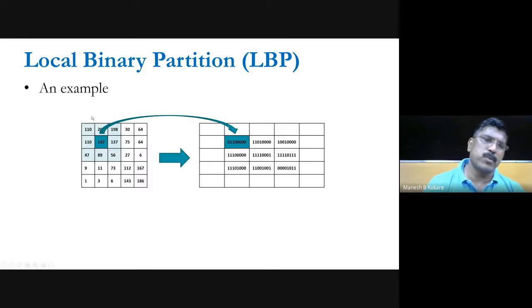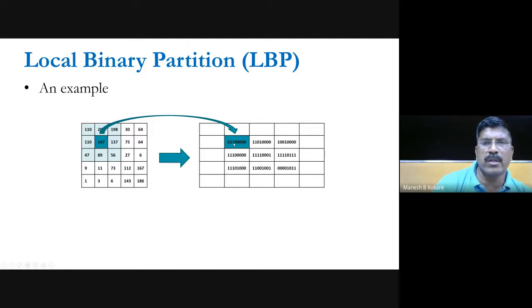Now, suppose you have this image. What is the size of this image? How many rows are there? 1, 2, 3, 4, 5. 5 rows. And how many columns? 1, 2, 3, 4, and 5 columns. Now we'd like to find the local binary pattern of this image. First we consider the 3 by 3 region. What is the center pixel? This is the center one.